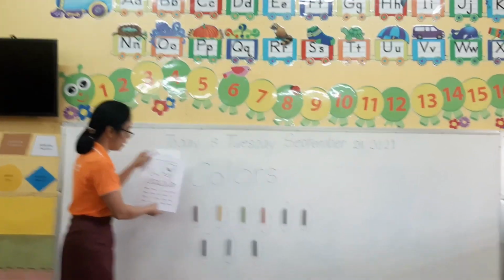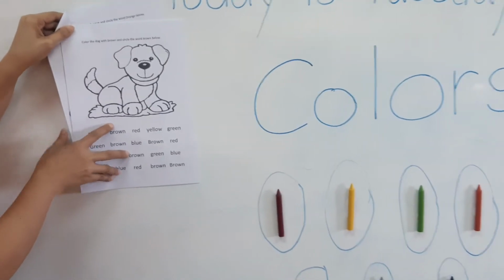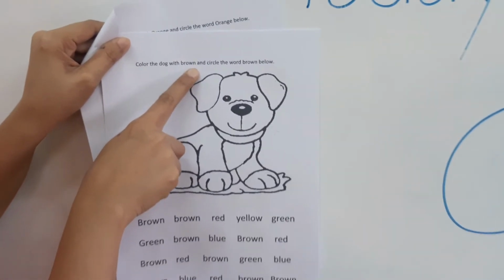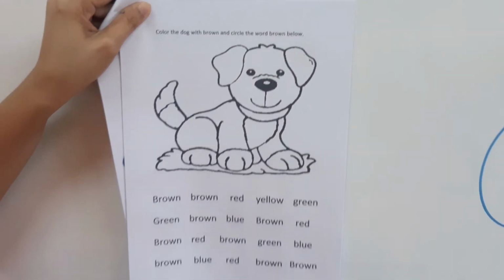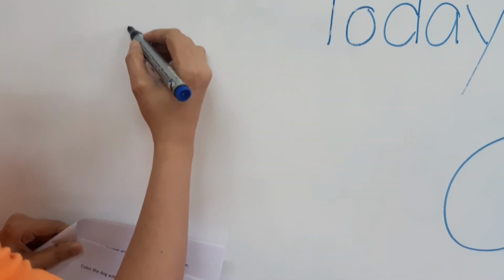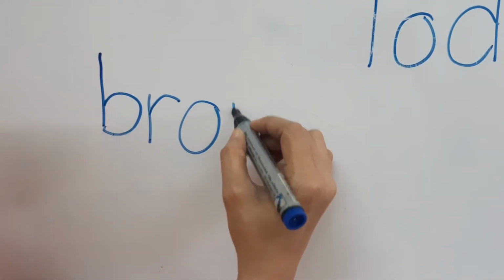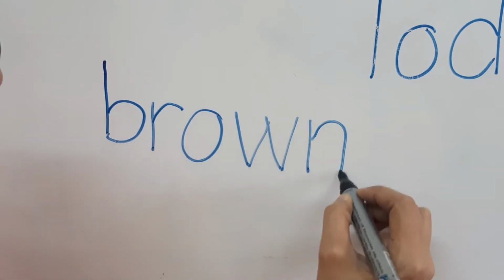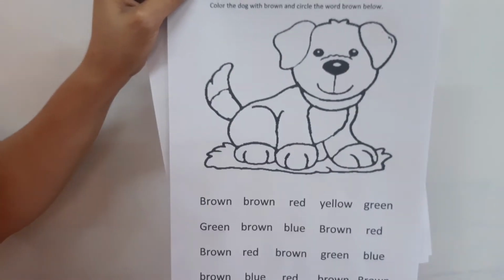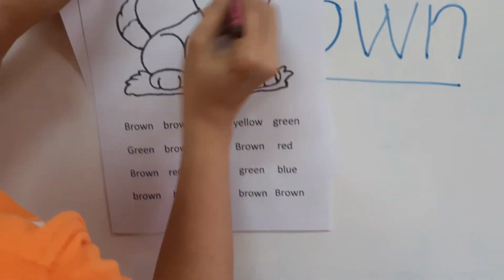Here. This is our activity. What pictures can you see here? It's a dog. The teacher says color the dog with brown and circle the word brown below. Okay. I want to find this word, brown. B-R-O-W-N, brown. Okay, and let's find it here and let's circle, okay? But before that, let's color the dog with brown.